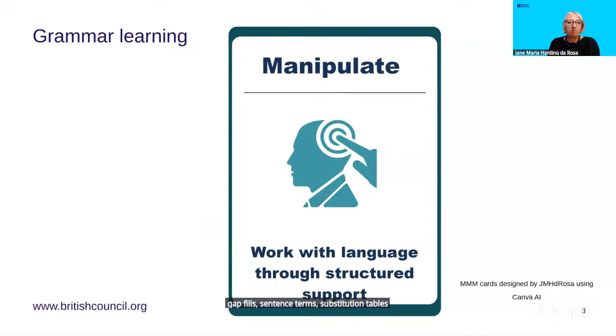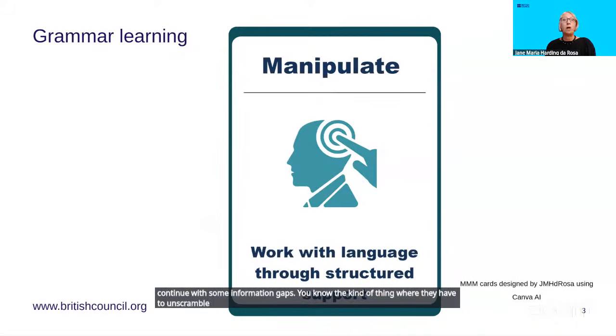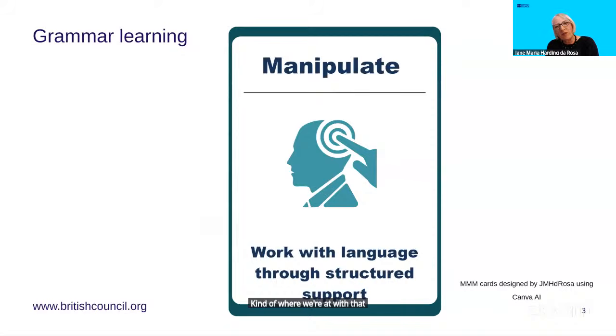We might continue with some information gaps, you know, the kind of thing where they have to unscramble sentences or match sentence halves, beginnings and endings. Yeah, controlled and semi-controlled practice. I think that's kind of where we're at with that. It's playing with the language as well.